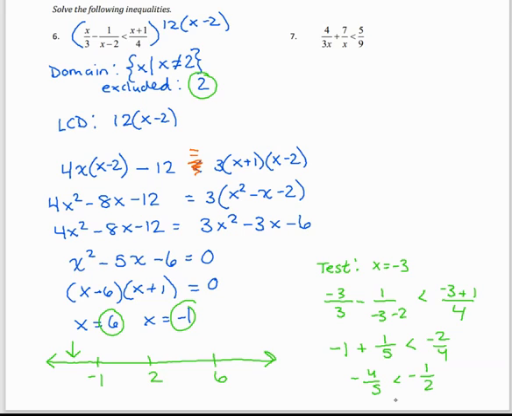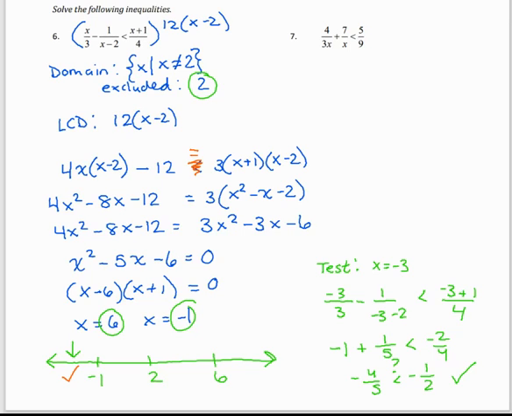So my question is, is that true? Is negative 4/5 smaller than negative 1/2? It is. Negative 4/5 is actually a bigger negative number, and the more negative we are, the smaller we are. So this is a true statement. So what that means is that I am true when I am less than negative 1.